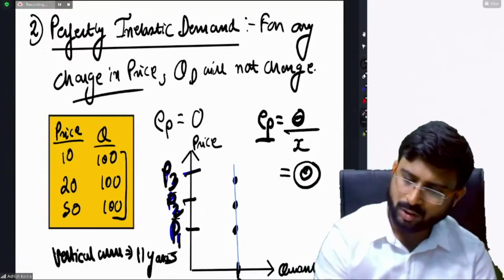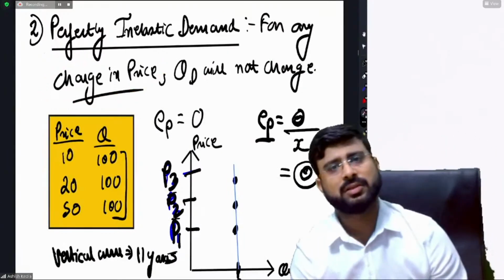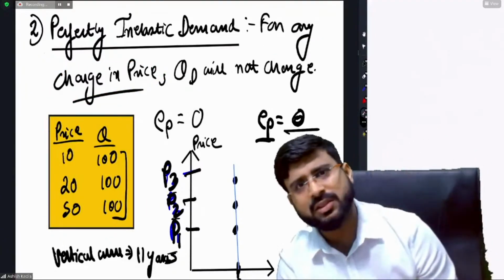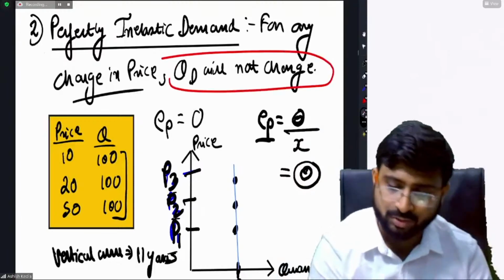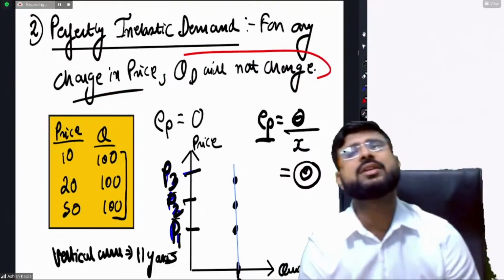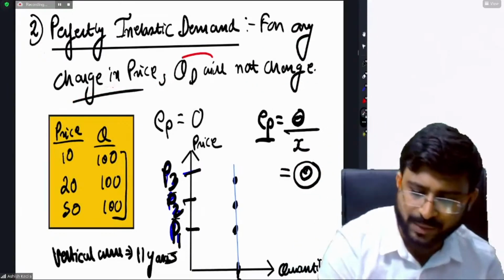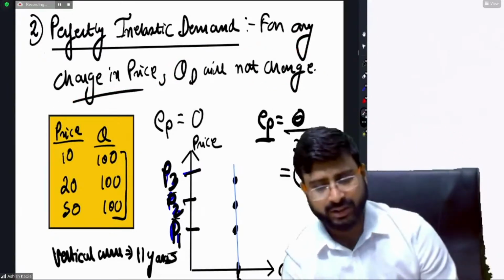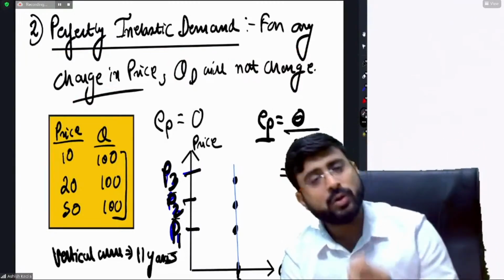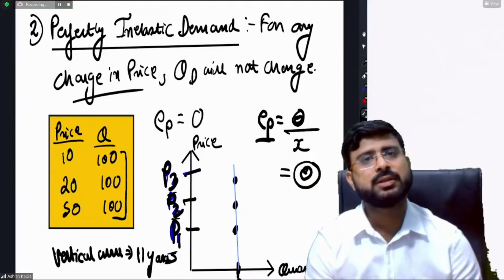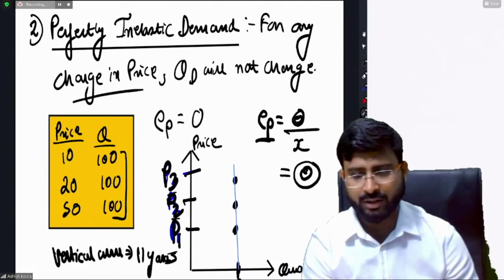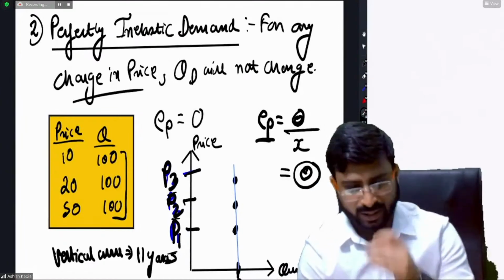Now suppose for any change in price, that is, price is changing, but quantity demanded is not changing. For any change in price, if quantity demanded is not changing, then we talk about perfectly inelastic demand. Okay, everyone? This is what perfectly inelastic demand is.